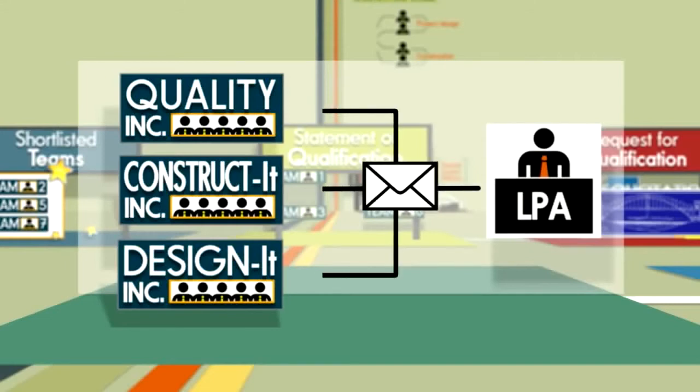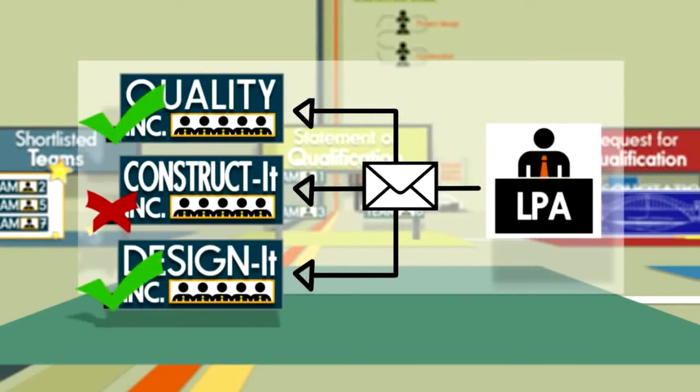Hometown LPA uses the evaluation criteria defined in the RFQ to determine a short list of eligible teams that will receive a request for proposal. The typical list of eligible teams is 3 to 5, but it can vary depending on project requirements. In our example, Hometown LPA determines that Quality Incorporated and Design It Incorporated are both eligible teams.